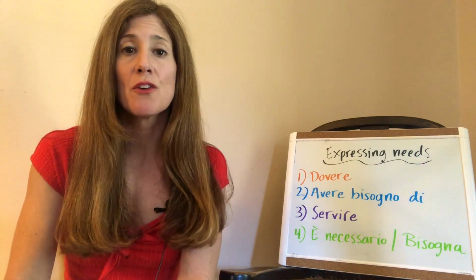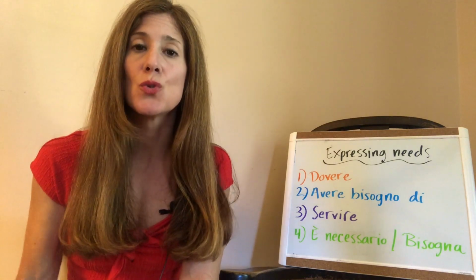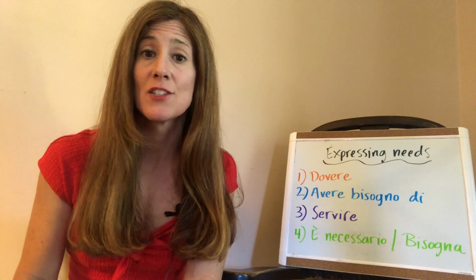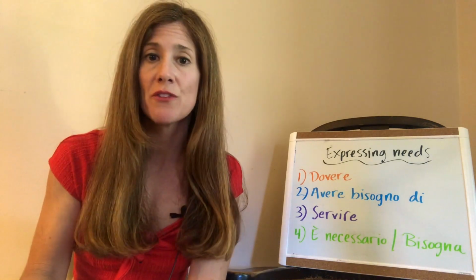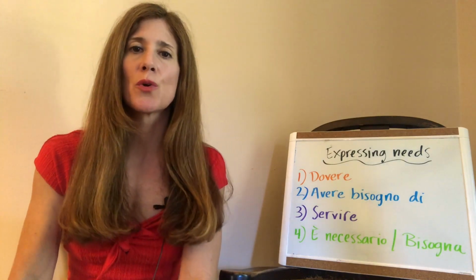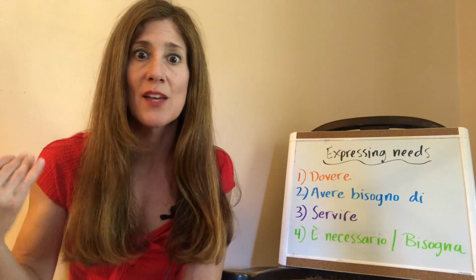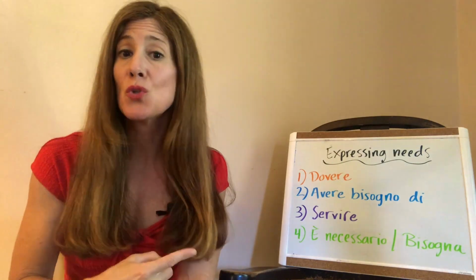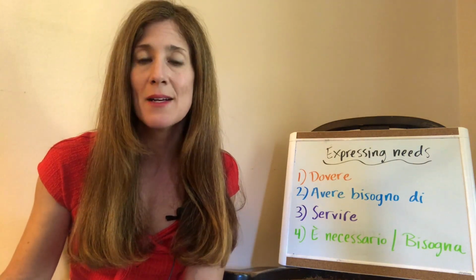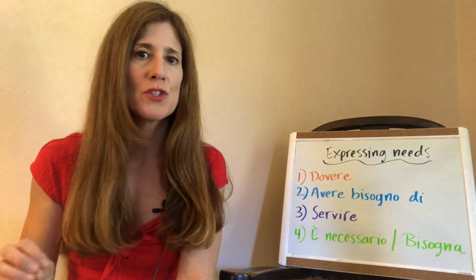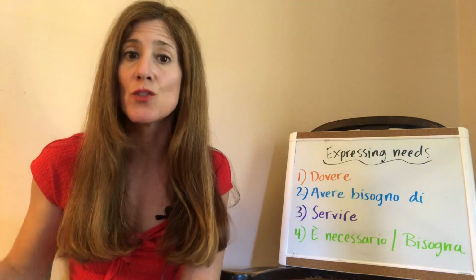that. The first one is the verb dovere. Dovere translates to have to or must. It's a modal verb, just like volere and potere, and I've also done videos on those two. So we're going to dissect this one today and look at all of the conjugations and ways we use it. Numero 2 is the expression with avere, avere bisogno di. And again, same thing with dovere. We're going to break it down, look at all the conjugations and ways we use it.